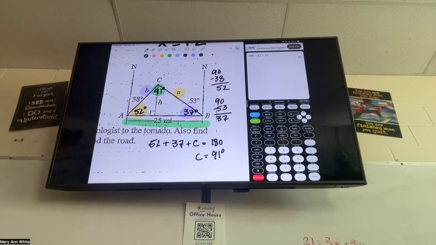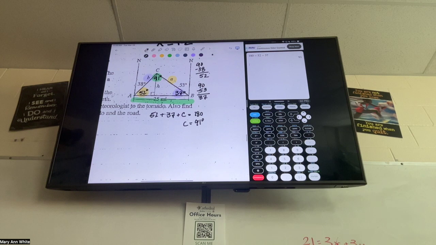All right, let's set up for A. Can somebody set up that law of sines for me to find letter A? 52 over A equals sine of 37 over... we have to do sine of 91 over 25. We only have to use that one. If we did sine over B, could we solve an equation with both A and B? No. So we have to use the one with the side that we have.